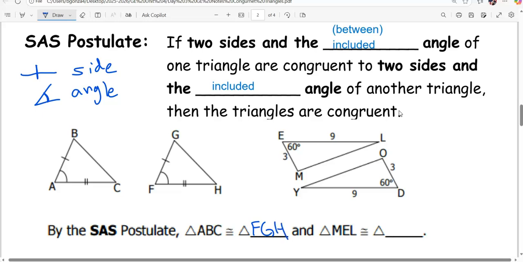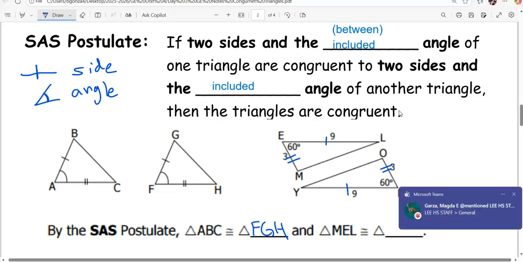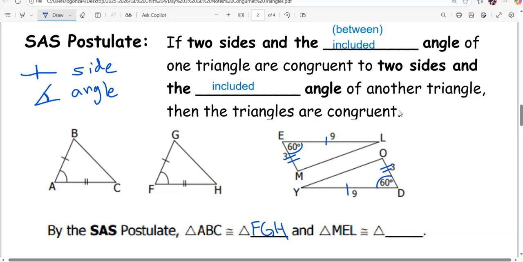All right. Now, on this other example, there is no tick marks or arcs, but we can label them, right? 9 matches with 9. Go ahead and put a tick and a tick. 3 matches with 3. You can put 2 tick, 2 tick. And when you have angles on the inside, go ahead and put an arc and an arc. So here's the question. Is it side angle side? Side angle side. Yes, it is.